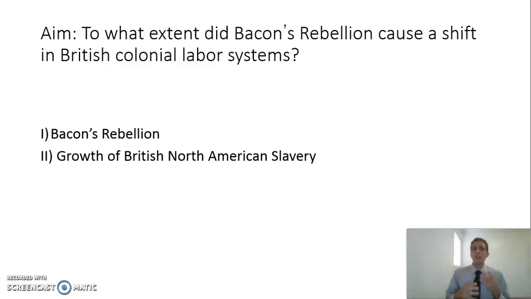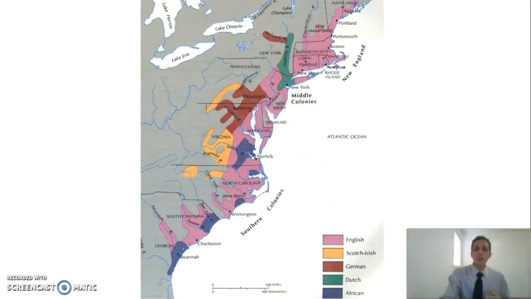because what this is going to lead to is a transition from this system of indentured servitude, which we got introduced to when we started to talk about Virginia, and then moving into African slavery. And so we're going to evaluate what role you think Bacon's Rebellion plays in the shift that took place in colonial labor systems. So we're going to jump into it.